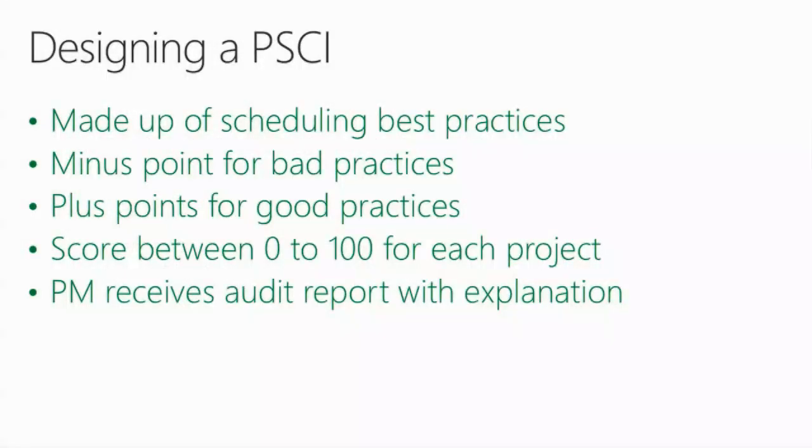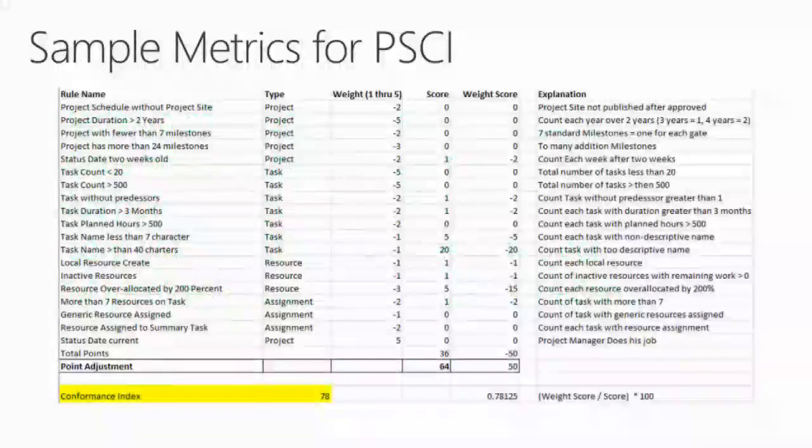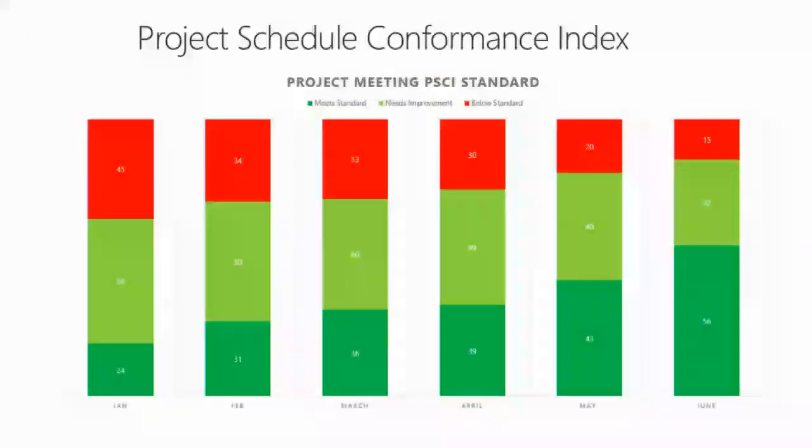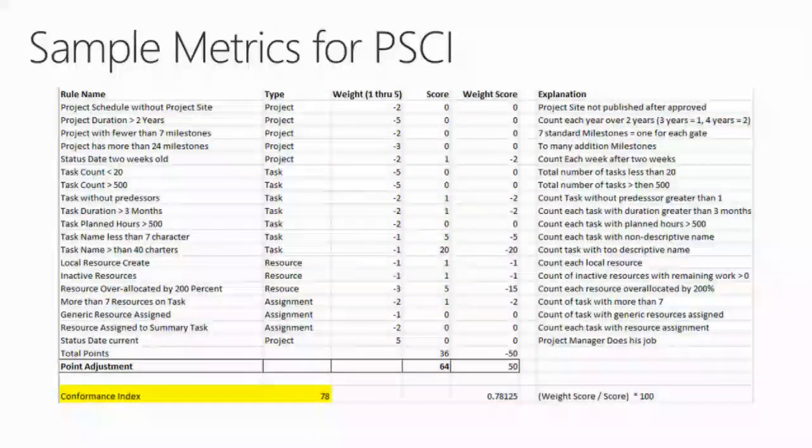So the way I design it, I look for best practices, bad practices, and I try to put an index between 0 and 100. And this is just kind of an example of some of the things I might put in my conformance index. What I'm looking for, and I come up with a weight, and everybody does it differently.